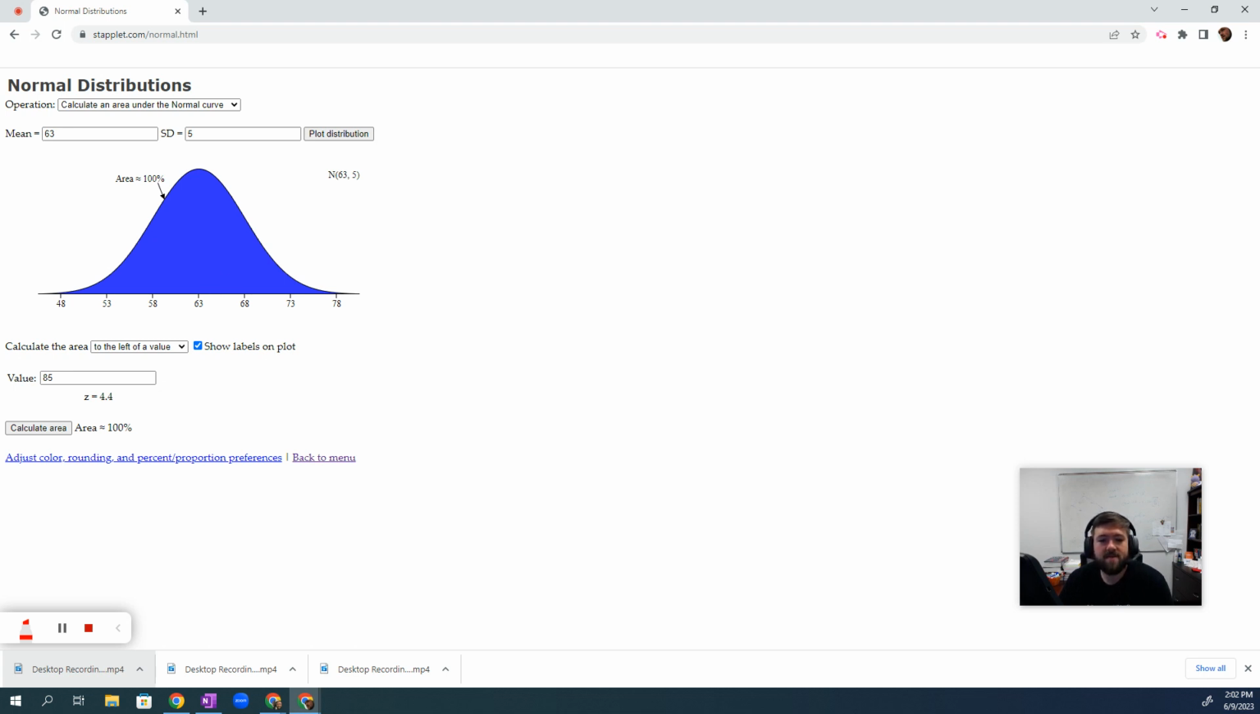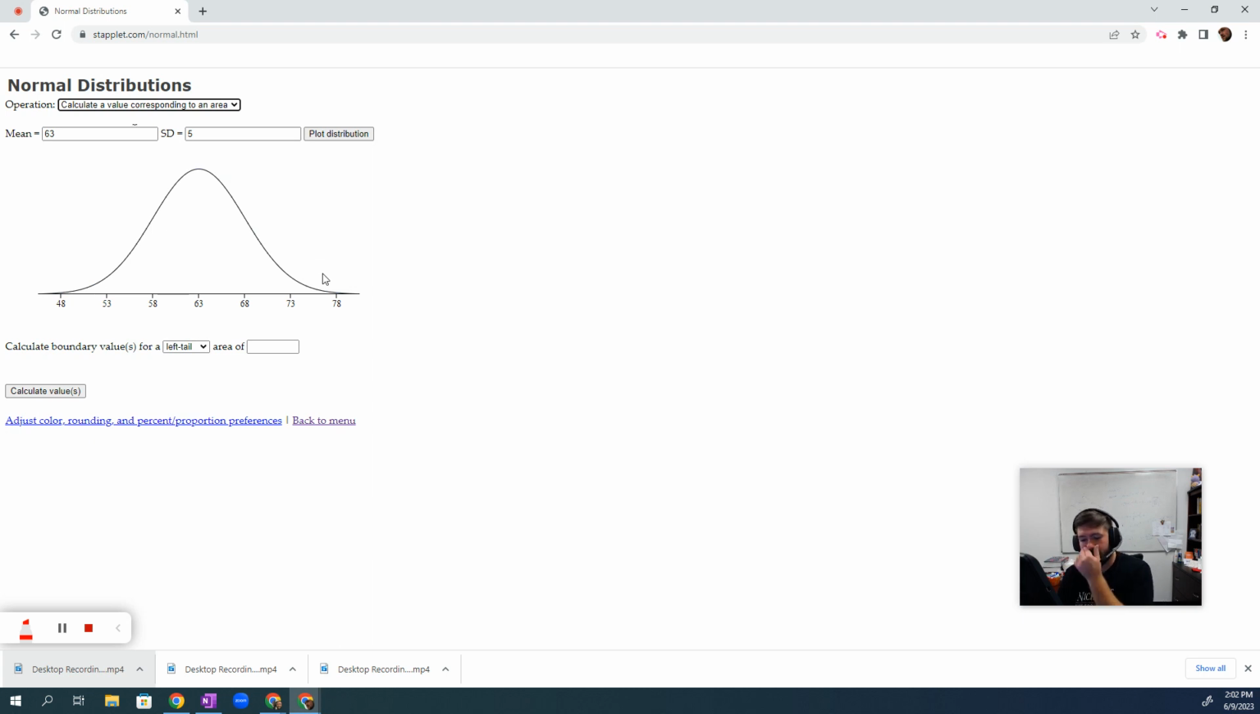Okay, C. Find the 90th percentile. That is, find the score K that has 90% of the scores below K and 10% of the scores above K. And we have to switch up what we're doing. Right now, I've been calculating an area under the normal curve. We need to calculate a value corresponding to an area.